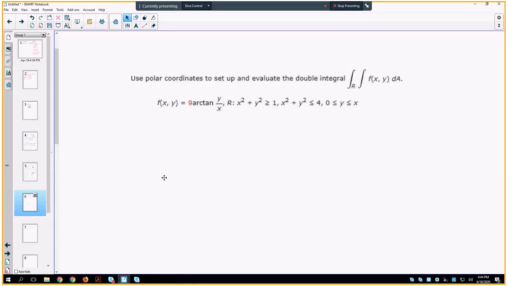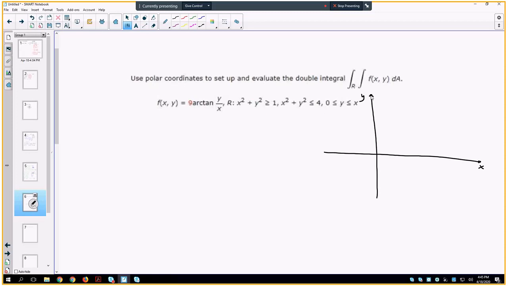So let's look at another example where we'll use iterated integrals in polar coordinates. In this example, they've just described the region over which we want to integrate and given us the function we want to integrate. We have to figure out what this region looks like. So I'll draw my XY coordinate plane because my region is described in terms of X and Y coordinates here.